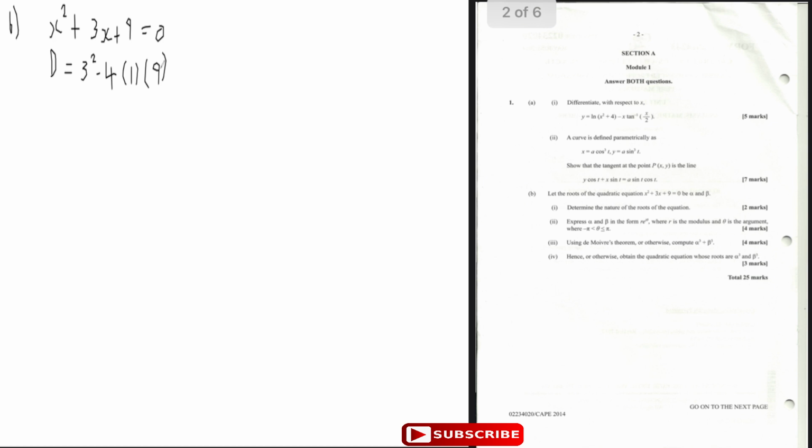Let me just calculate this real quick. So I'm getting 3 squared minus 4 times 9. That's negative 27. That's the discriminant, negative 27. Now, since the discriminant is negative, then we know that the roots are not real. Some people would say the roots are complex. So hence, the roots are imaginary, i.e. that is complex roots.